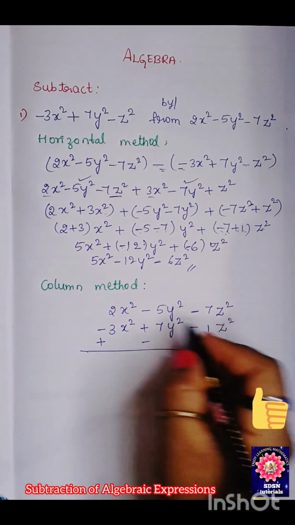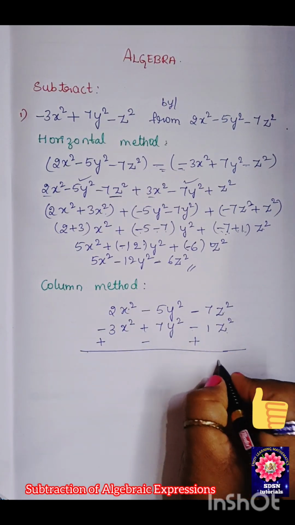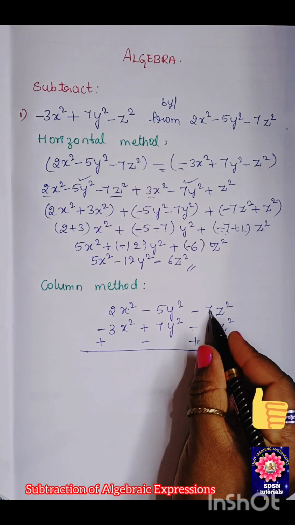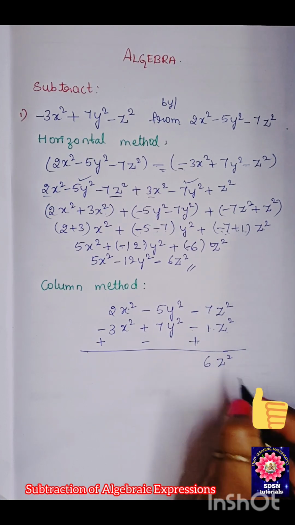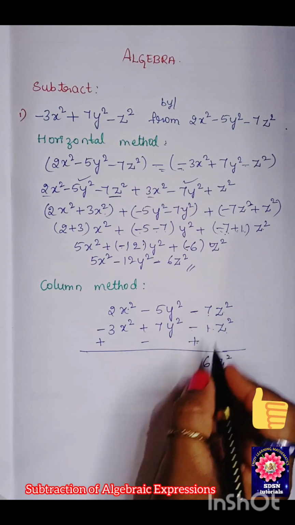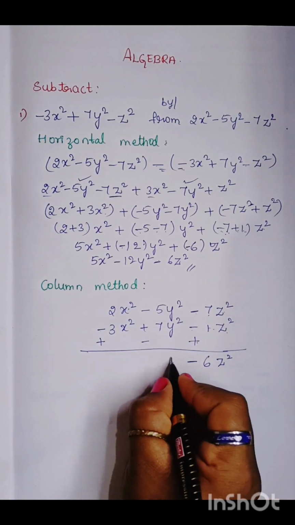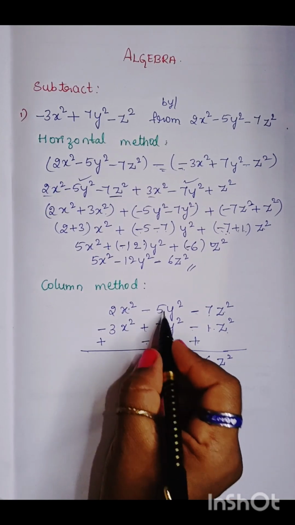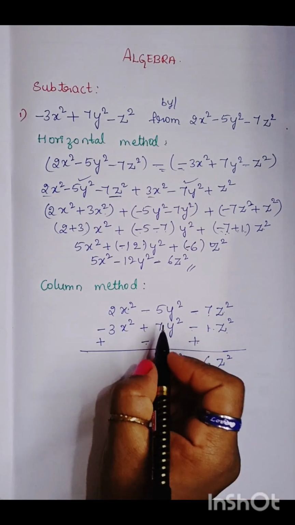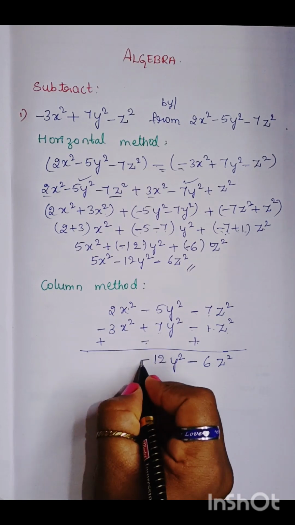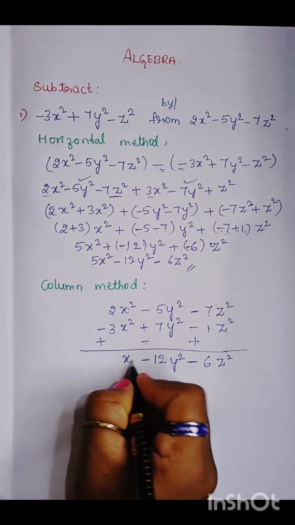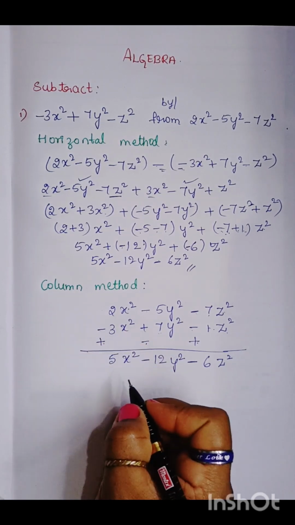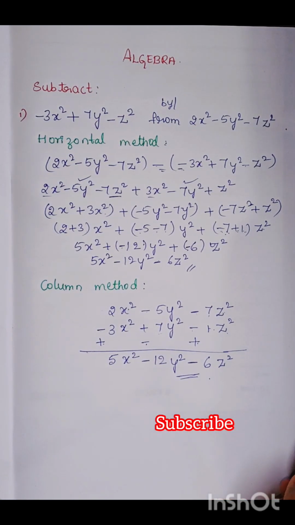Now z square minus into plus is minus. We have to subtract the numbers. 7 minus 1 is 6. Greater number is 7. Sign of 7 is minus. 5y square minus into minus is plus. We have to add the numbers here. 5 plus 7 is 12. Greater number is 7. Sign of 7 is minus. Here also x square plus into plus is plus. We have to add the numbers. 5x square minus 12y square minus 6z square.